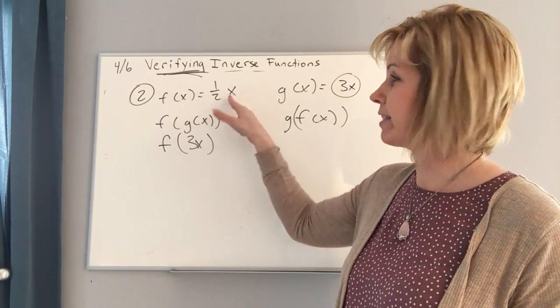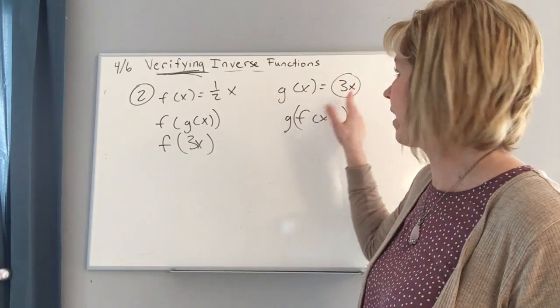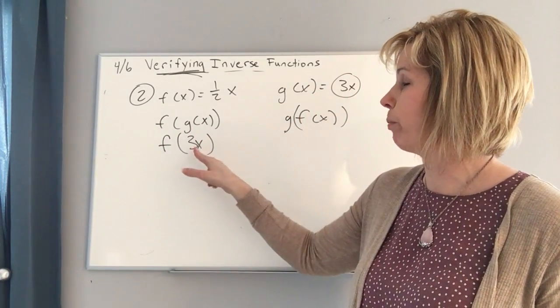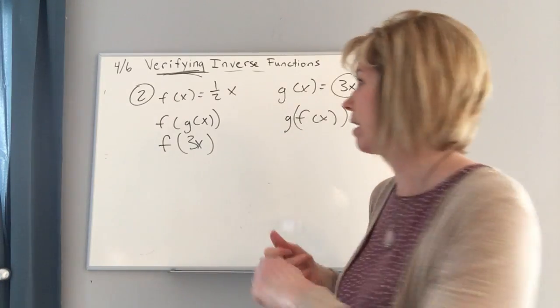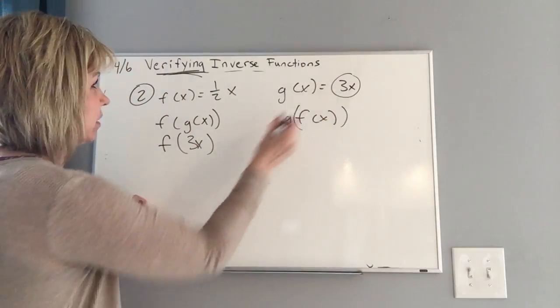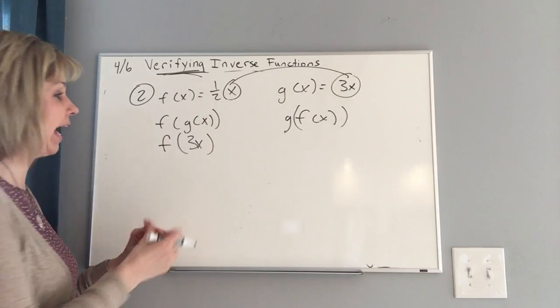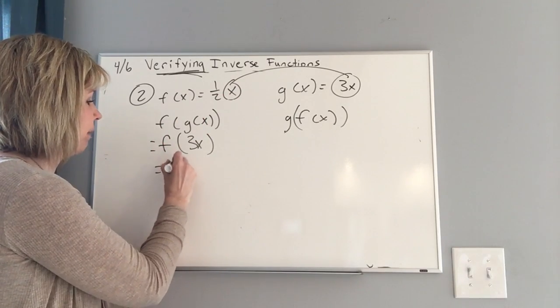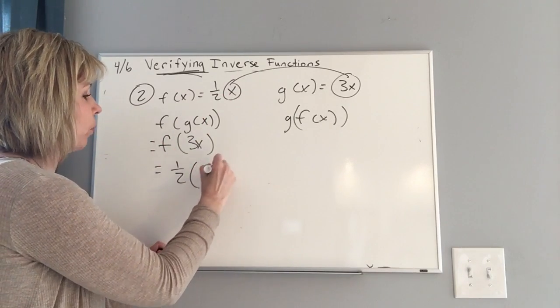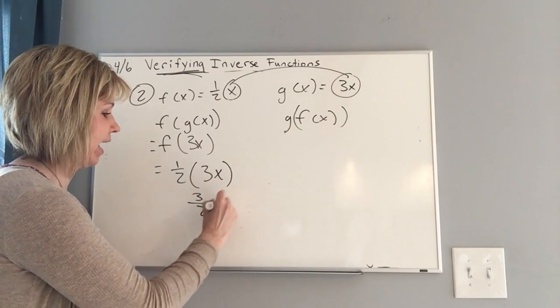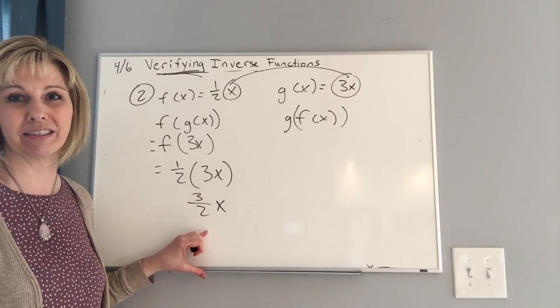So I've got f of x equals 1/2 x, g of x equals 3x. We wrote out f of g of x and g of f of x. We put in 3x for the g of x. So we're putting that in for the x. Think of what's still happening to the x. It's being multiplied by 1/2. So what's 1/2 times 3x? Well, it's 3/2 x.